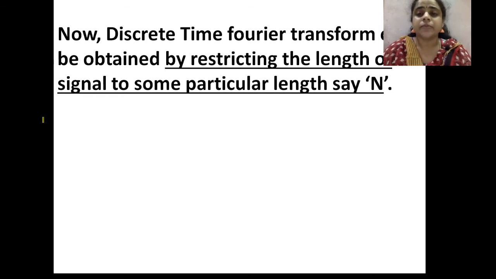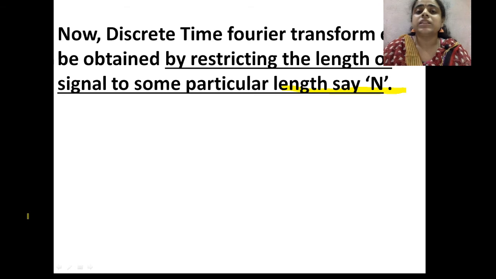Now the discrete time Fourier transform can be obtained by restricting the length of the signal to some particular length, say N. Our range is from minus infinity to infinity, and to find the inverse Fourier transform we take a particular time period of 2 pi. Here we restrict that range to a length of N. If the samples start from 0, the length will be 0 to N minus 1. The total number of samples will be capital N only.